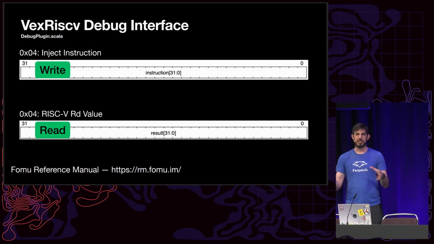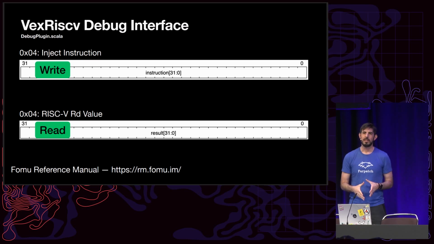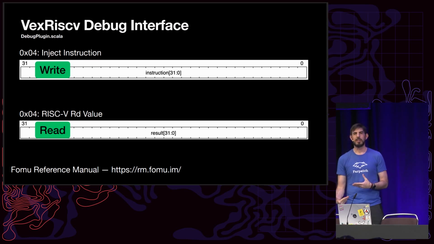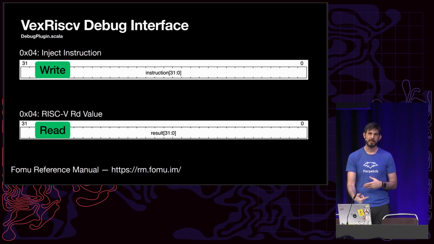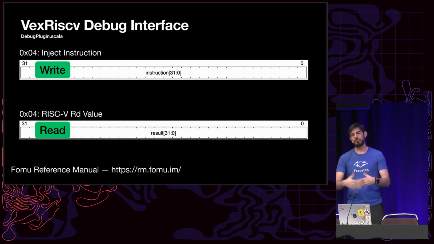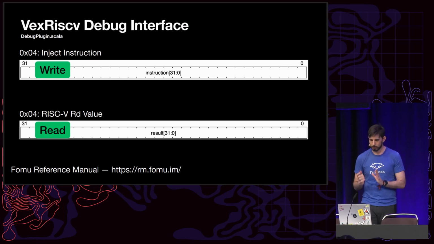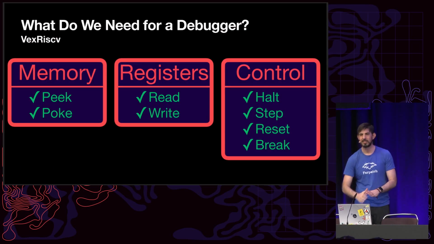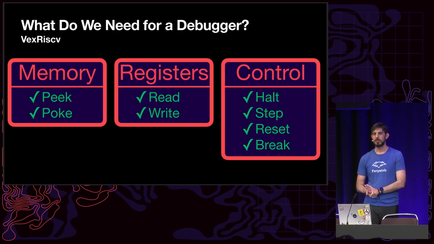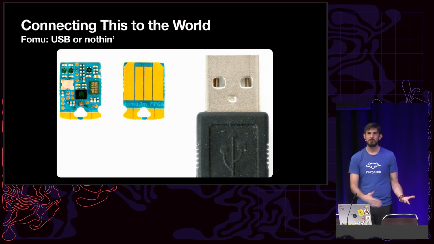On top of this, we can build up constants and write registers. Then we can go even further and, by injecting commands into the pipeline, build up memory addresses and then full values to be put into memory. So with these two registers, we actually get complete control over the CPU, and we have everything we need for a debugger. Now the question is, how do you connect this to the world?